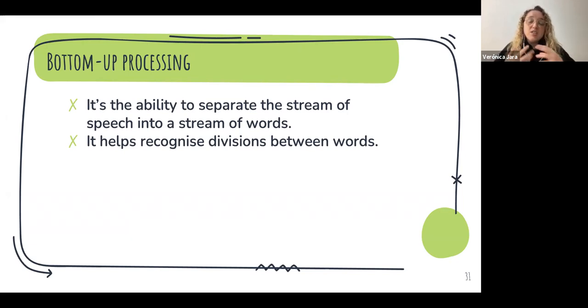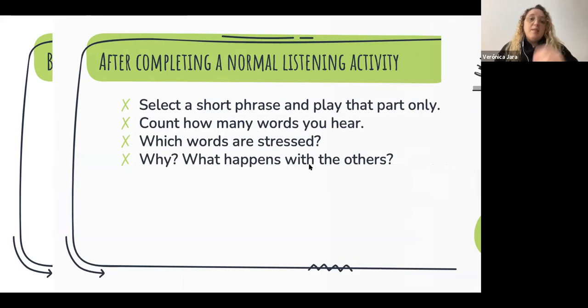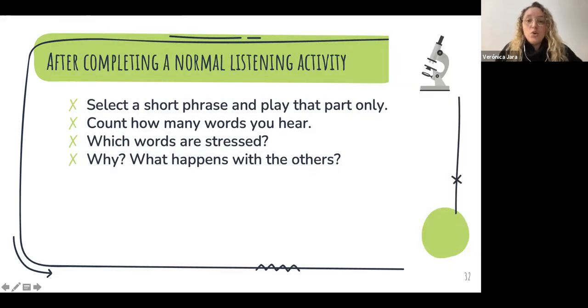So what kind of work can we do to help students with this bottom-up processing? For example, after completing a normal listening activity, or after doing all these things that we were doing together, you can select a short phrase from the recording and play that part only. And it has to be a very short phrase, it can't be the whole thing because they will go crazy.